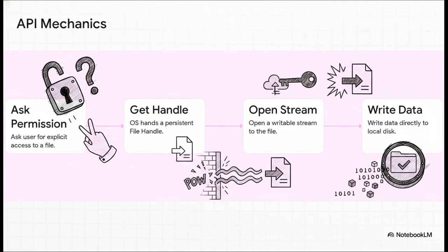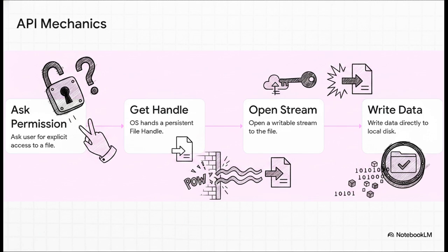Let's break down how this actually builds into a sleek, elegant process, because the mechanics are beautifully simple. First up, we ask the user for explicit permission. We're basically unlocking the gate using a standard, familiar OS dialog. Once they say yes, magic. The operating system hands our JavaScript what's known as a persistent file handle.